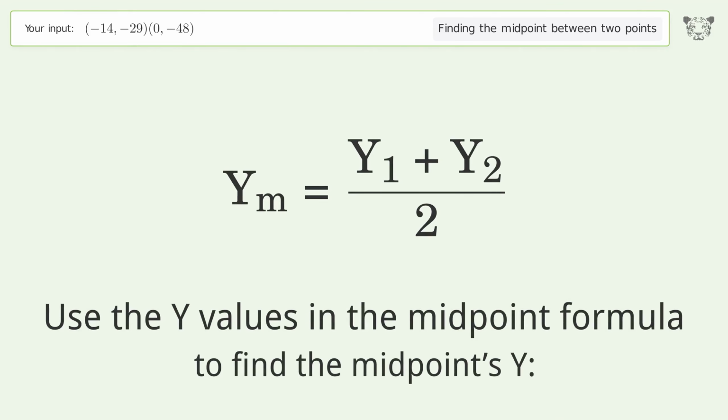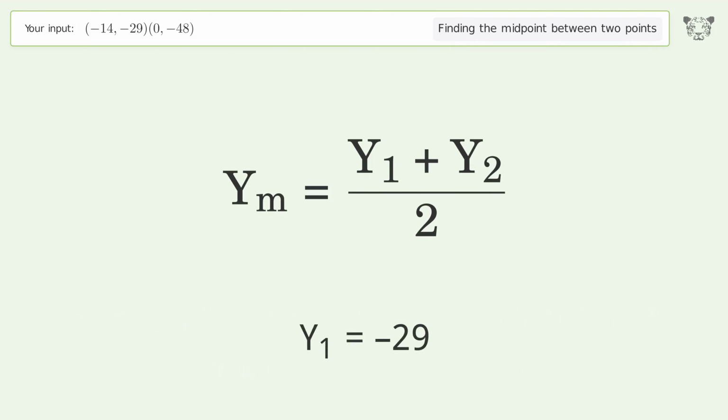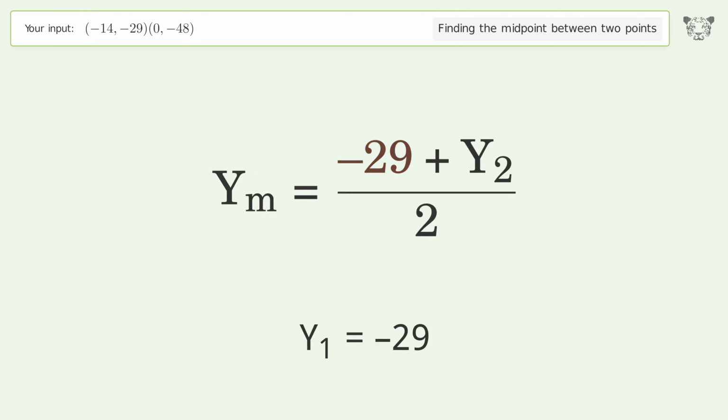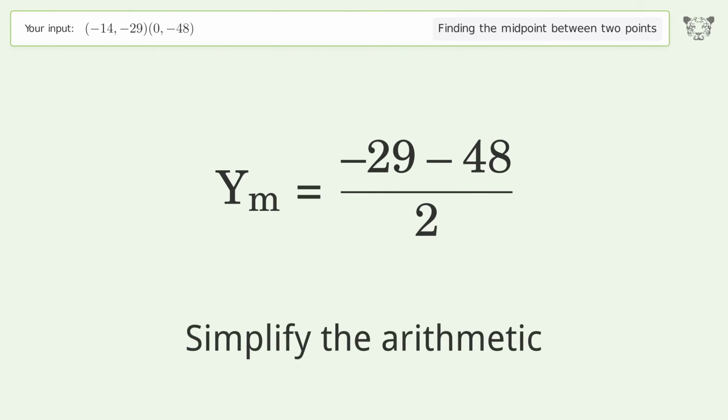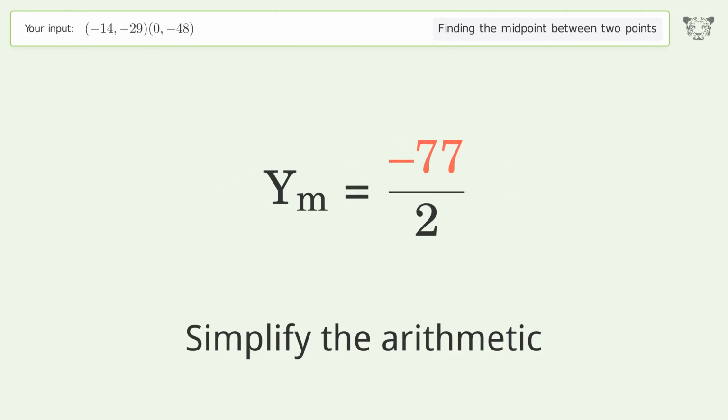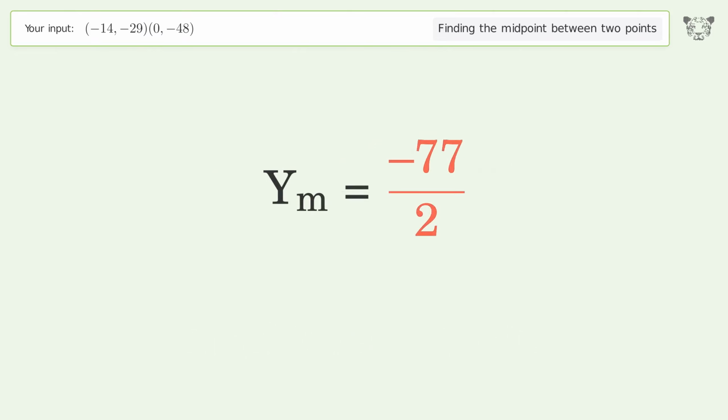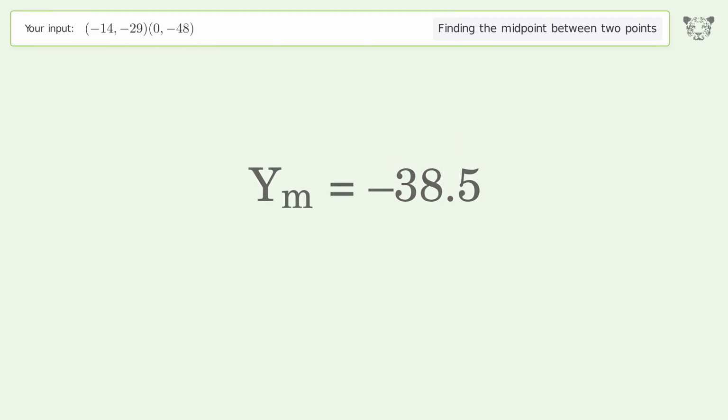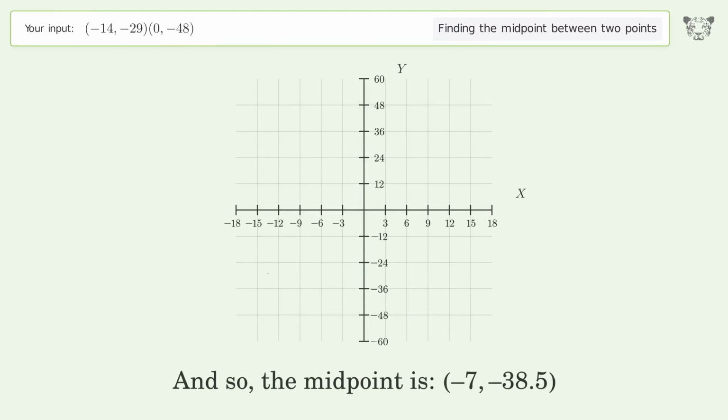Use the y values in the midpoint formula to find the midpoint's y. y1 equals -29. y2 equals -48. Simplify the arithmetic. And so, the midpoint is -7, -38.5.